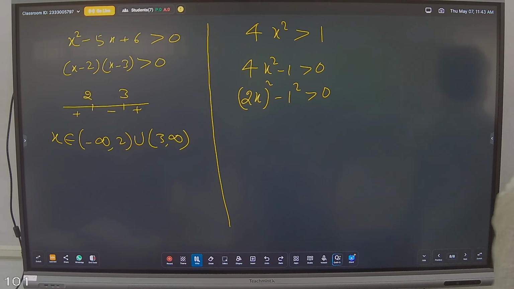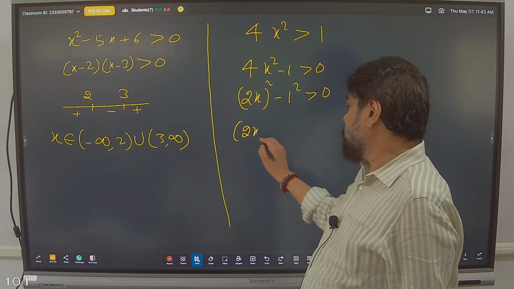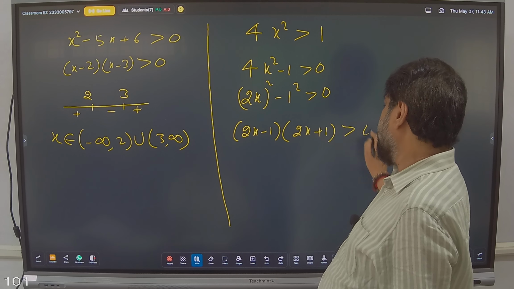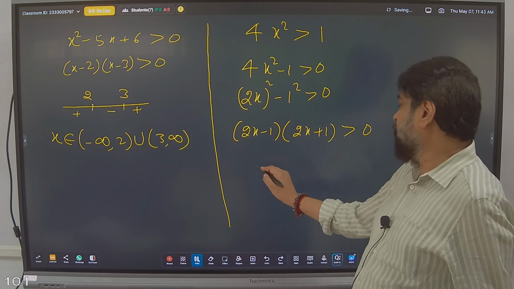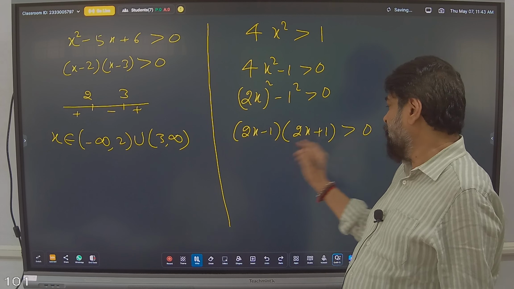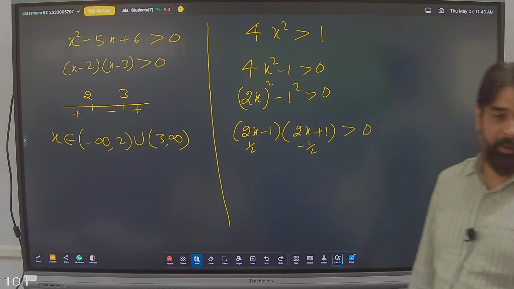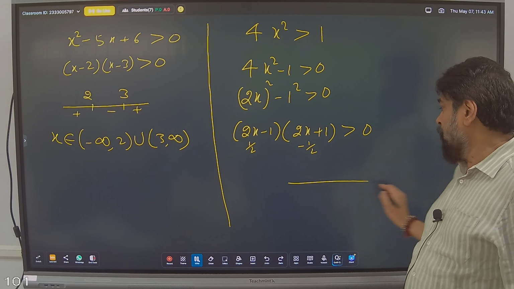So which formula can we apply? A square minus b square formula, that is (a minus b) into (a plus b). So we'll get (2x minus 1) into (2x plus 1) greater than 0. Coefficient of x must be positive, already positive. Here the critical points are 1 by 2 and minus 1 by 2. Everybody able to understand? So plot it in increasing order.